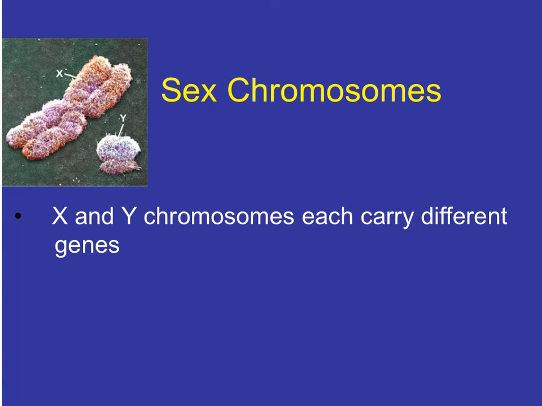Up in the top left corner, you can see chromosomes, and they're labeled. This is the X chromosome, and this is the Y chromosome. The X chromosome is much larger than the Y chromosome. It's larger, and there's more space for different traits or genes to exist on that chromosome. The X chromosome is going to carry different traits or different genes than the Y chromosome will. So they're totally different chromosomes.